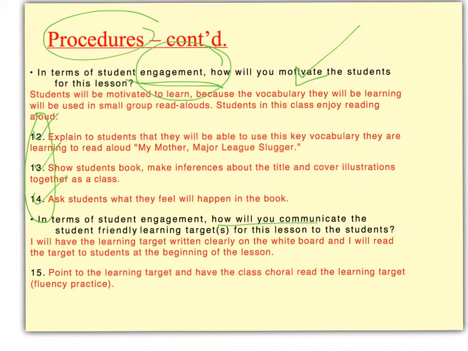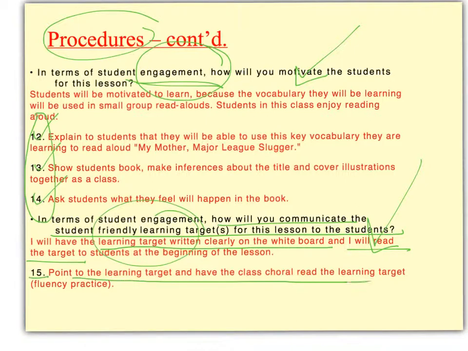In terms of student engagement, how will you communicate the learning targets or objectives? Let me just say this has to be included in the lesson plan, and it can be something as simple as you're going to have them written on the board, which is very highly recommended, so students can look up at any time during the lesson and know just exactly what it is you're wanting them to get out of today's lesson. You can also indicate that you would be reading them to them or a combination of the two. So have them written. Read them out loud. Have a student read them out loud to the class and say, yes, these are our targets for today. This is what I want you to get out of today's lesson. Notice number 15, point to the learning target and have the class read it together.